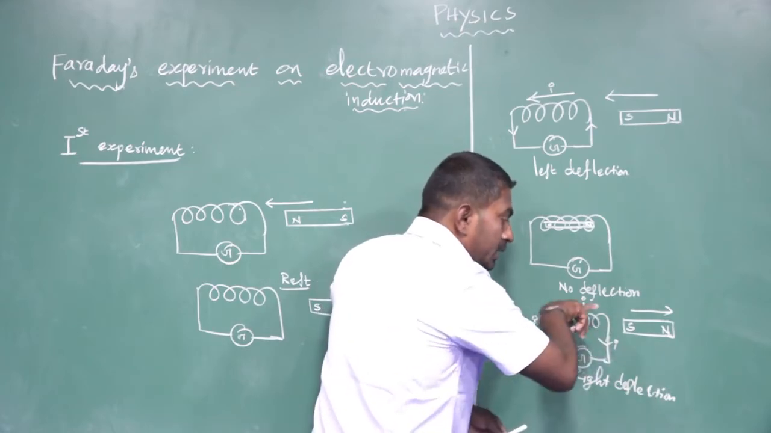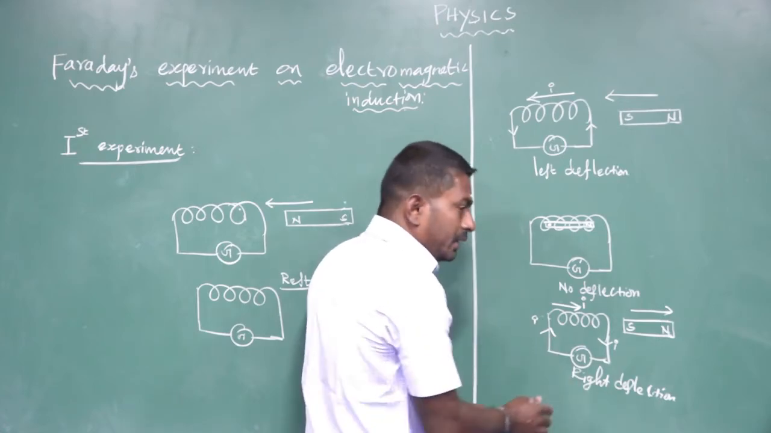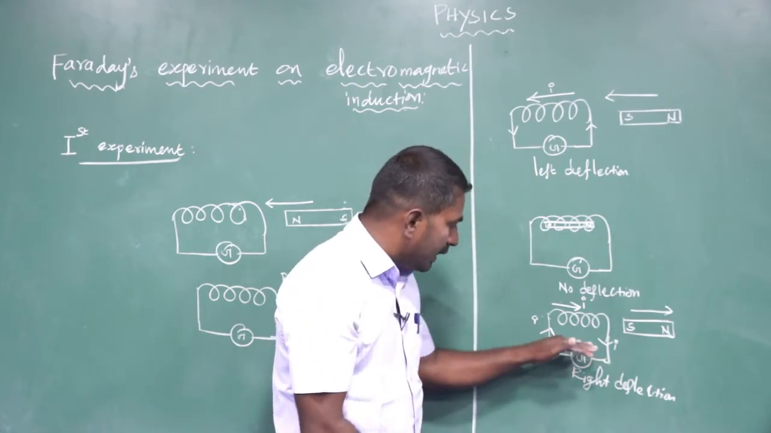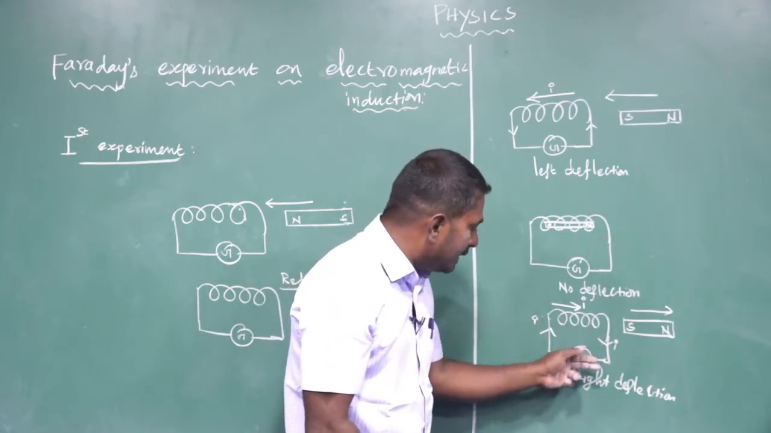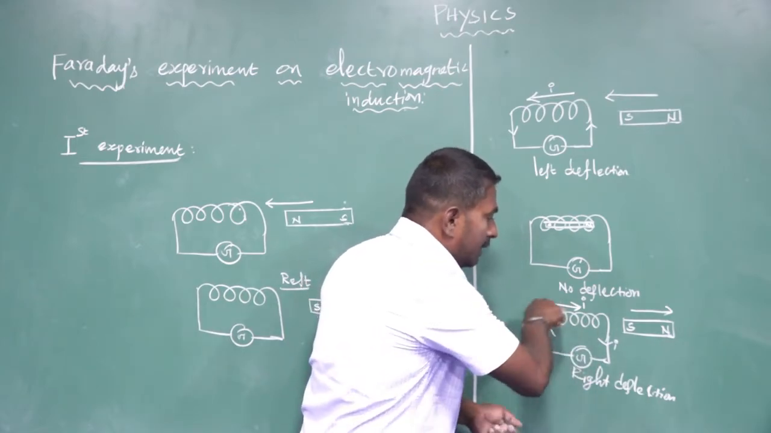But in this case, the south pole of the bar magnet is withdrawn from the coil. Once again, the galvanometer shows a momentary deflection. Electric current is set up in the coil, but that electric current is set up towards the right side, along this direction.